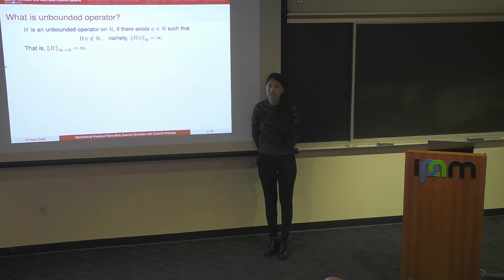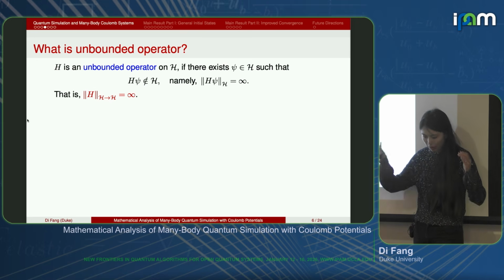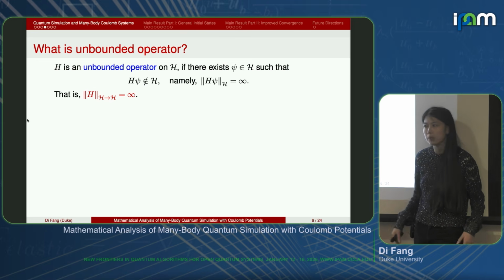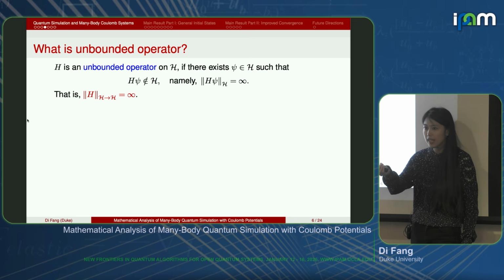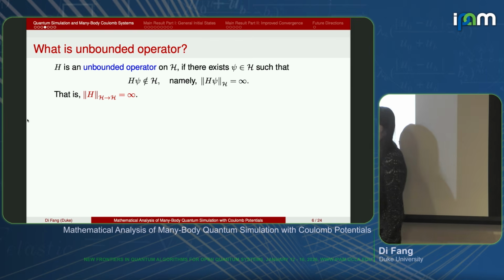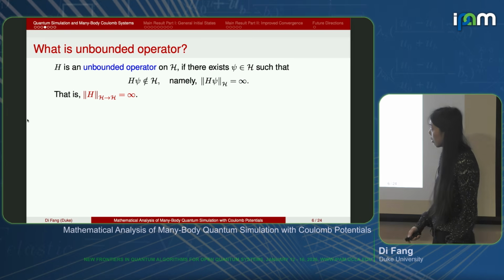So what exactly is an unbounded operator? On a formal level, you can see the following. H is an unbounded operator in the sense that I have a Hilbert space, typically an L2 Hilbert space because all the wave functions live there. And there might exist some elements in the Hilbert space that, after passing through the operator, are no longer in the space. In other words, if you look at the operator norm, it's going to be infinity. That's the unboundedness that I'm going to talk about here.